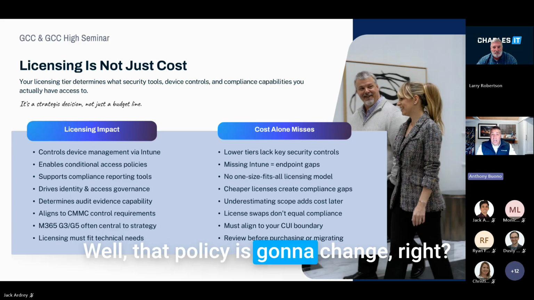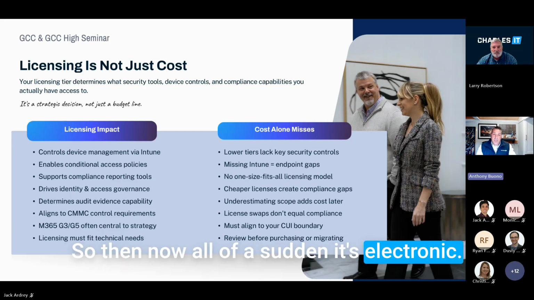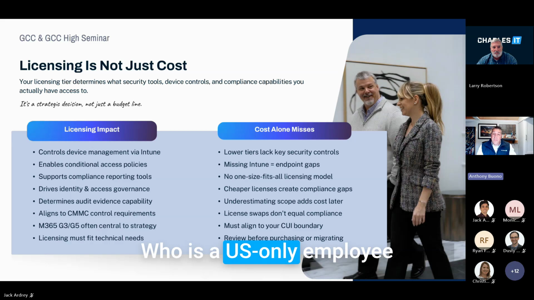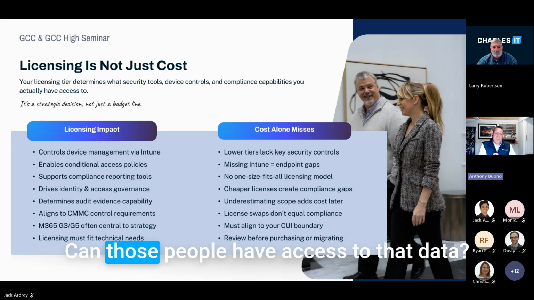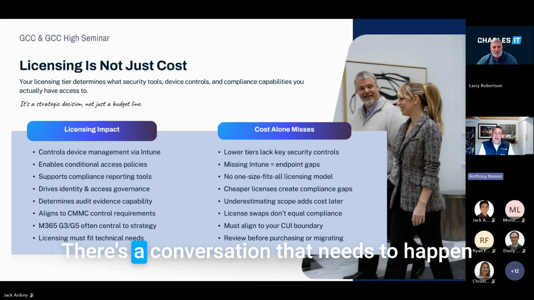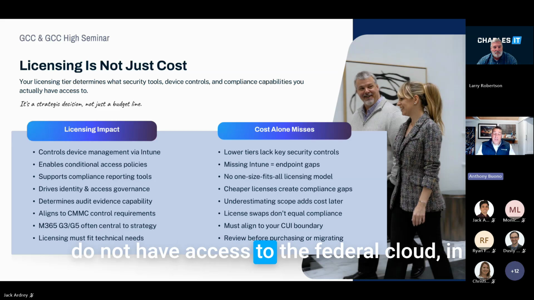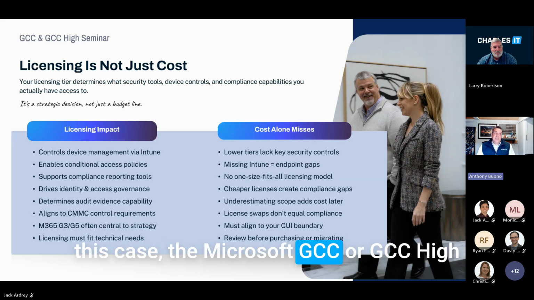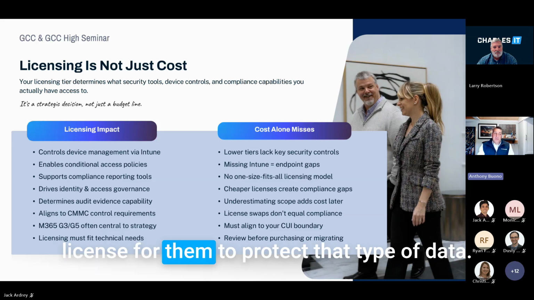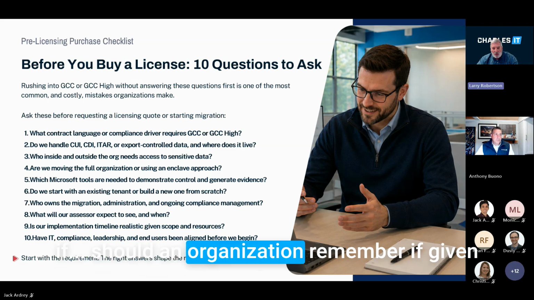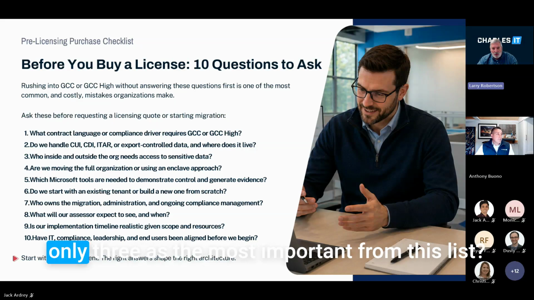Well, that policy is going to change, right? So now all of a sudden it's electronic. Who has access to that and who doesn't? Who is a US only employee and who is a foreign national? Can those people have access to that data? There's a conversation that needs to happen in regards to why or why not people have access to the federal cloud, in this case, the Microsoft GCC or GCC High license, for them to protect that type of data.